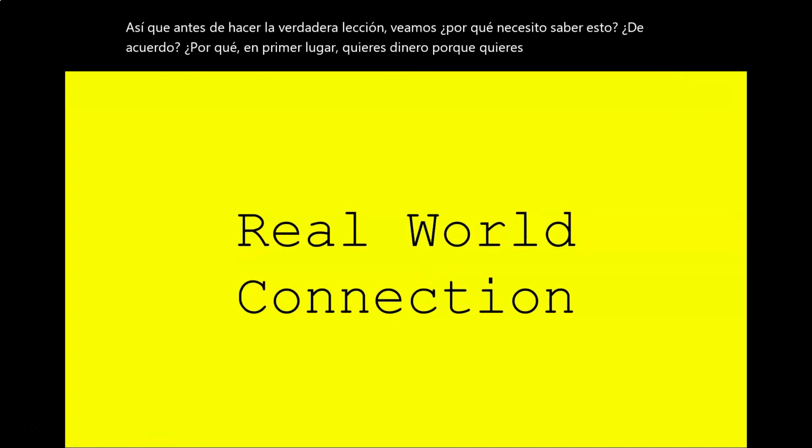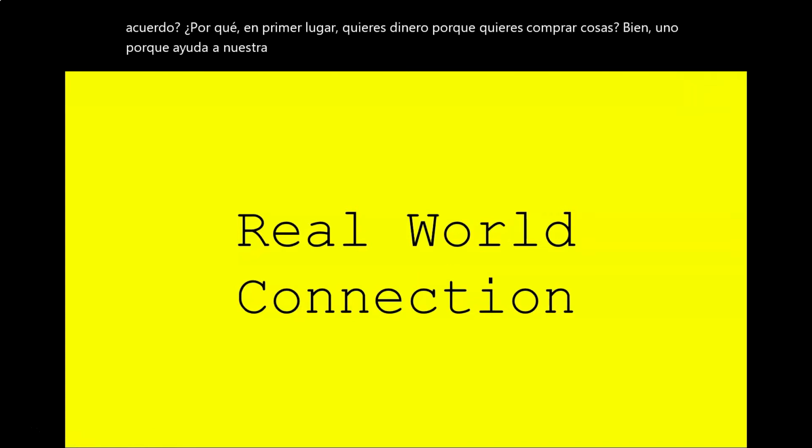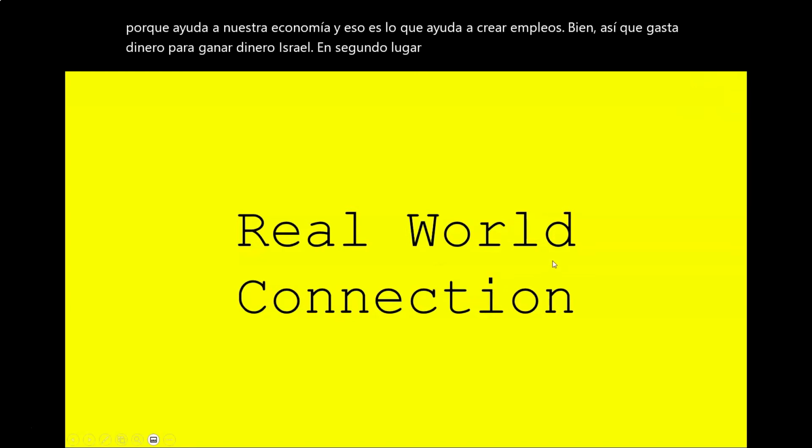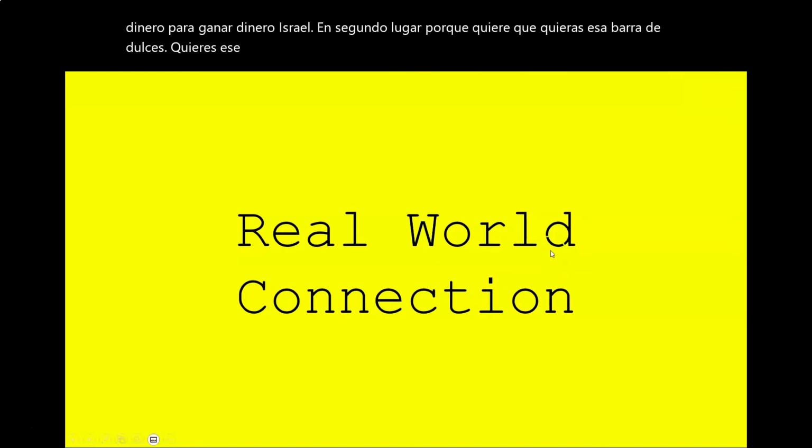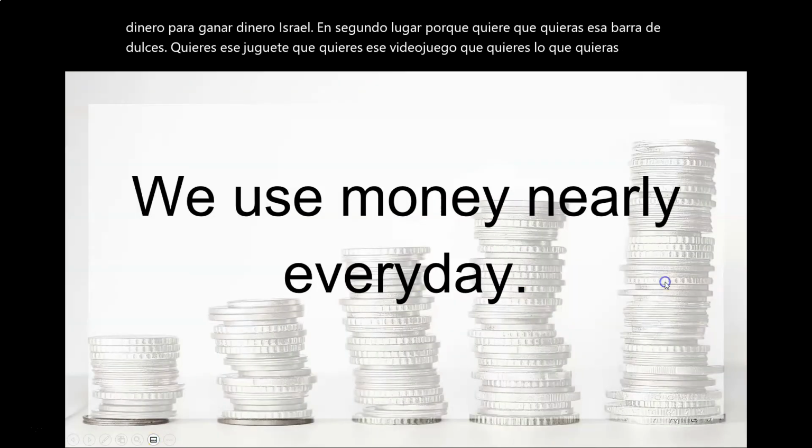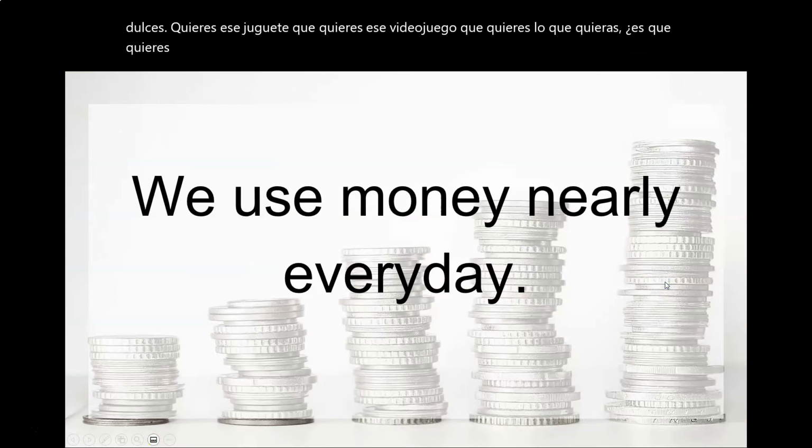One, because that helps our economy and that's what helps create jobs. Okay, so spend money to make money is real. Secondly, because you want stuff, you want that candy bar, you want that toy, you want that video game, you want whatever it is that you want, right? Okay, so we use money nearly every day.